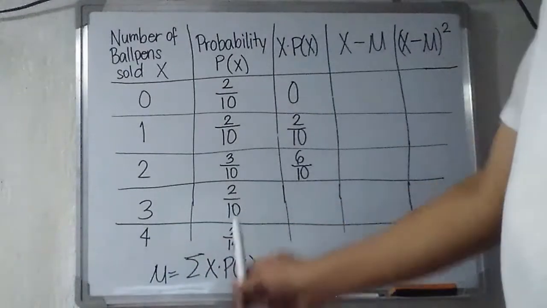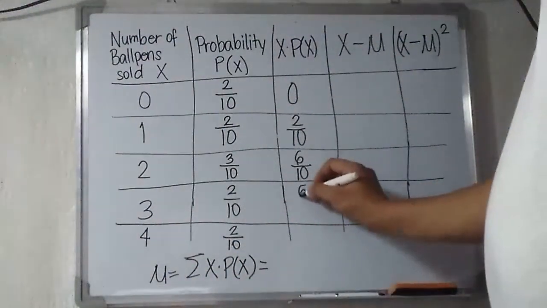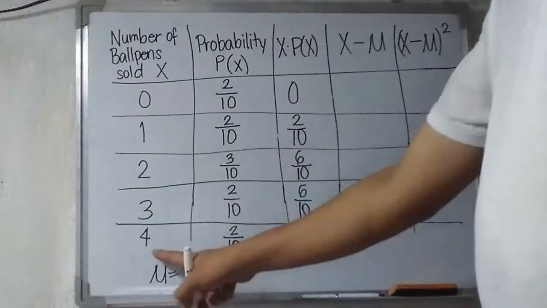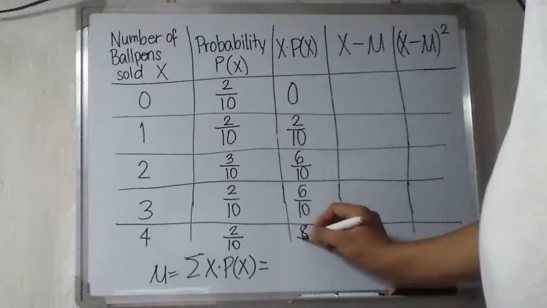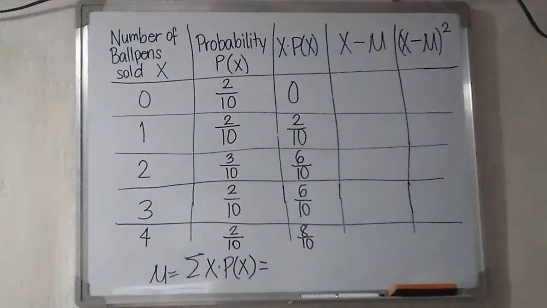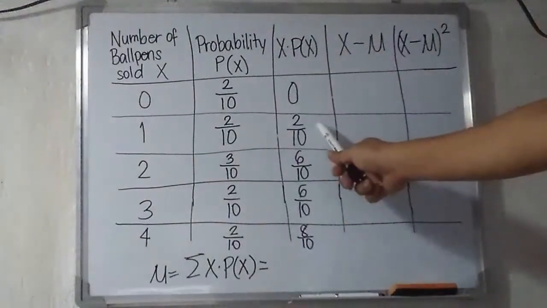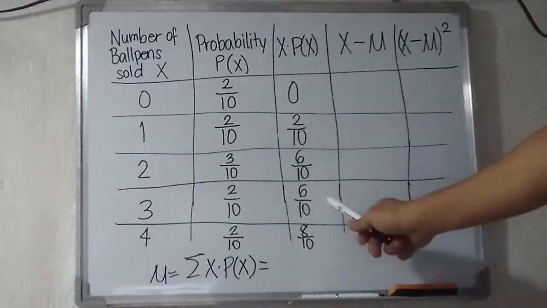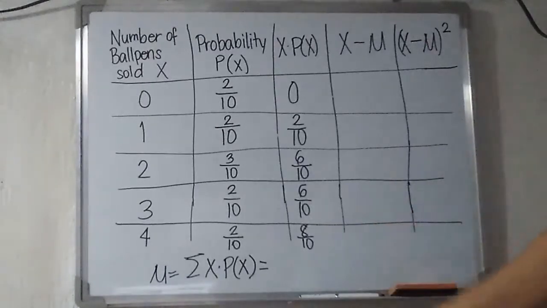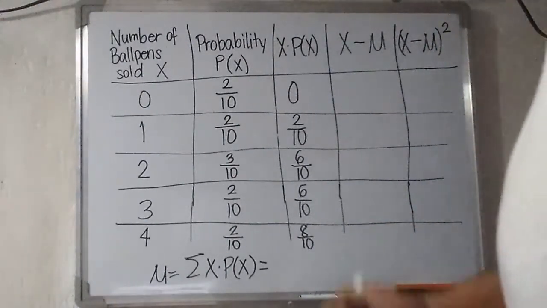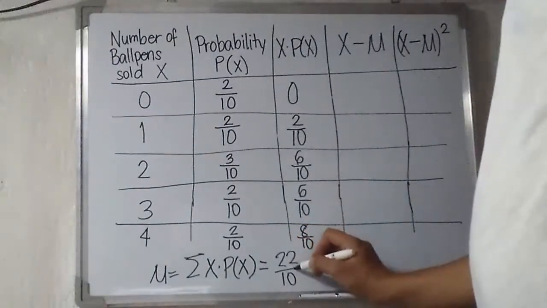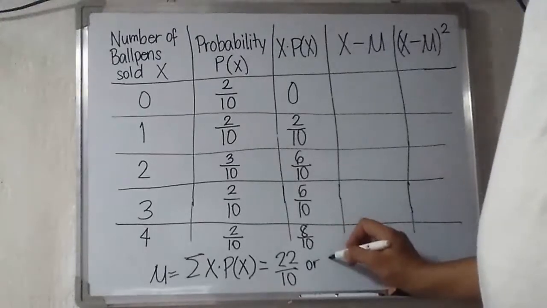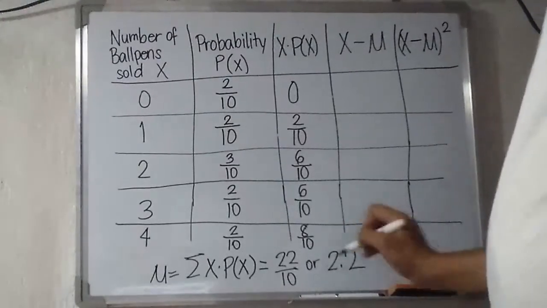3 multiplied by 2 over 10 is 6 over 10. 4 multiplied by 2 over 10 is 8 over 10. So the sum, 2 over 10 plus 6 over 10 plus 6 over 10 plus 8 over 10 is 22 over 10, or 2.2.